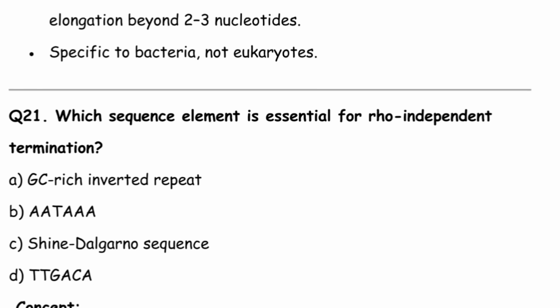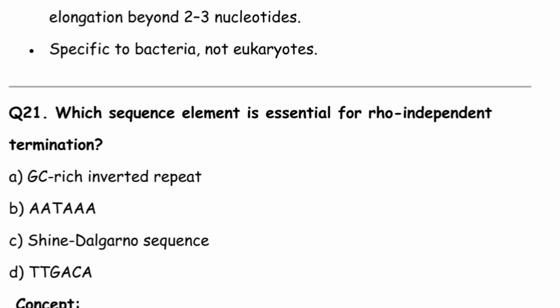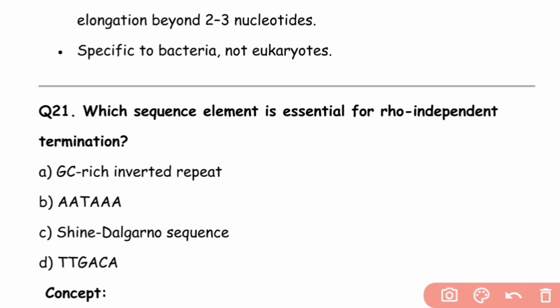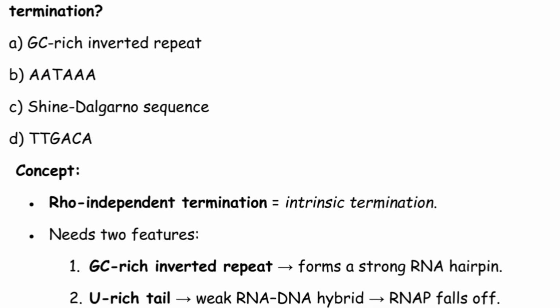Next question, which sequence element is essential for Rho independent termination? A. GC rich inverted repeat, B. AATAAA, C. Shine-Dalgarno sequence, or D. TTGACA. Correct answer is A. GC rich inverted repeats. Let us look at the concept behind it.